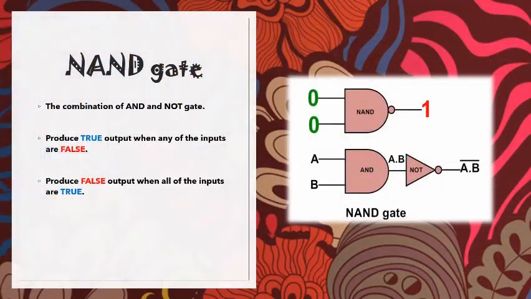After that is the NAND gate. It is the combination of AND and NOT gate. It will produce a true output when any of the inputs are false, and it will produce a false output when all of the inputs are true.